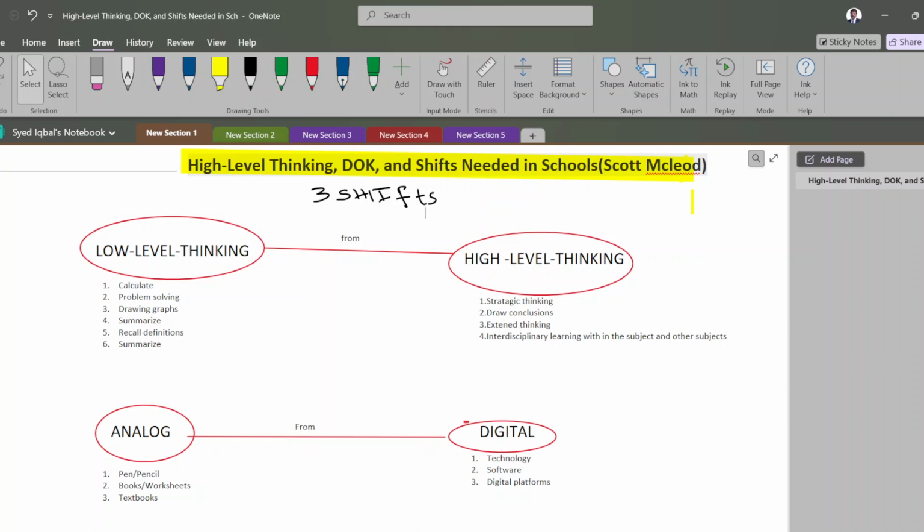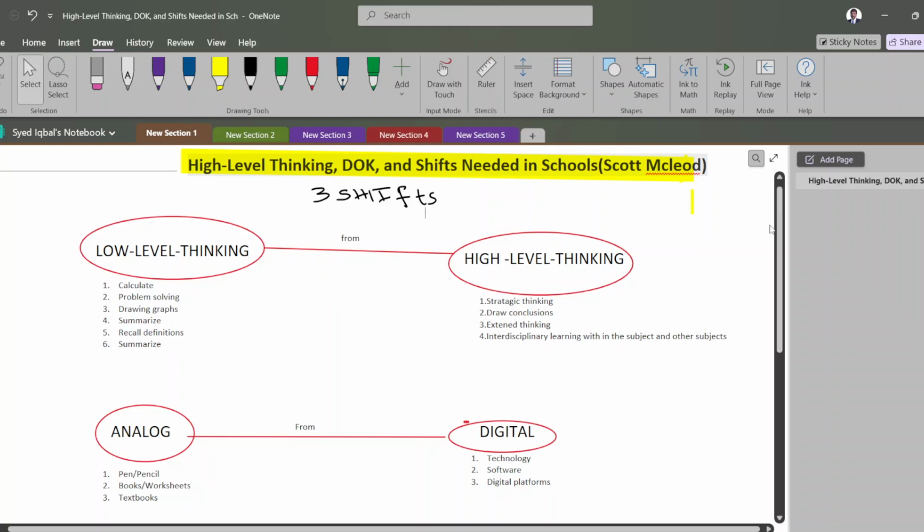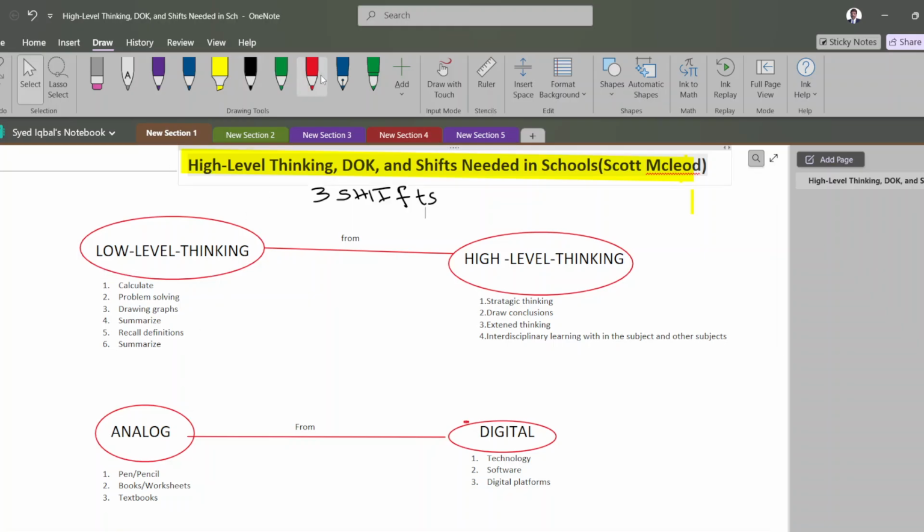Hi everyone, today we'll discuss Scott McLeod. He has given three shifts. When I was searching on the internet, I found one more shift. That's very nice. So let's go with shift number one.